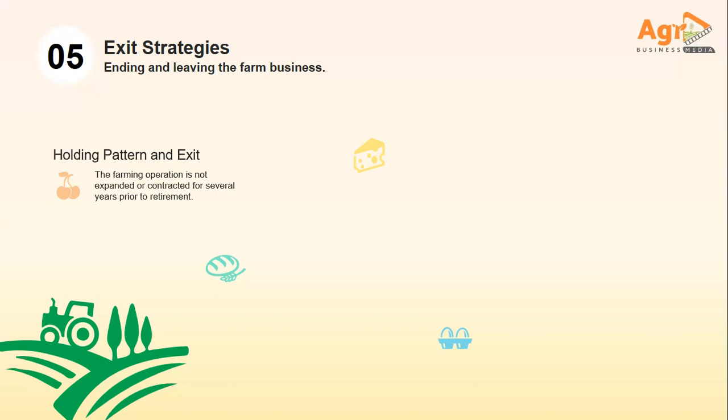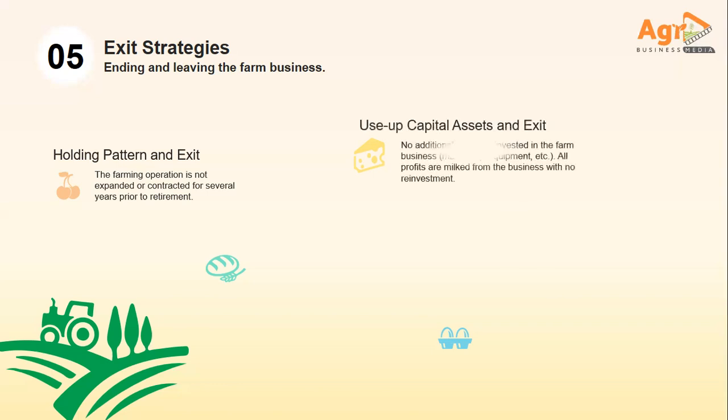The second strategy is using up capital assets and then exiting the business. There's no additional money that is invested in the farm business. You won't buy any farm machinery, you won't buy any equipment. All profits are then milked from the business without any reinvestment. And at retirement, any remaining value of the assets is liquidated. The business, just like the first one, ends abruptly.